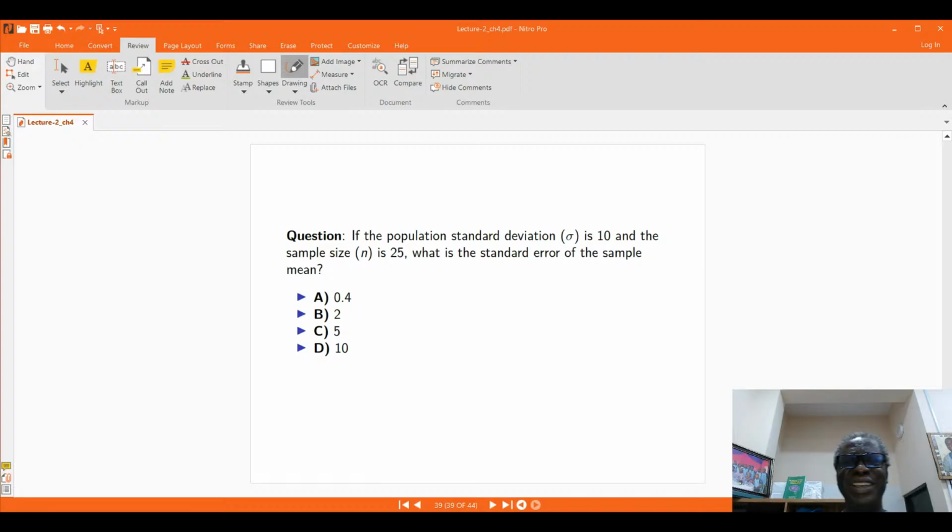If the population standard deviation is 10 and the sample size is 25, what is the standard error of the sample mean? A 0.4, B 2, C 5, D 10.